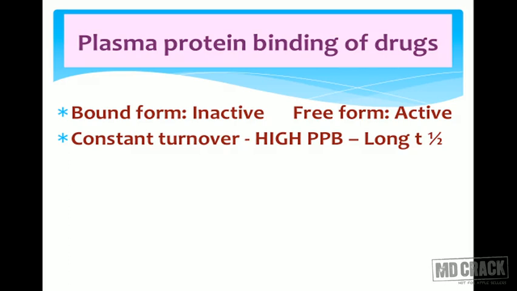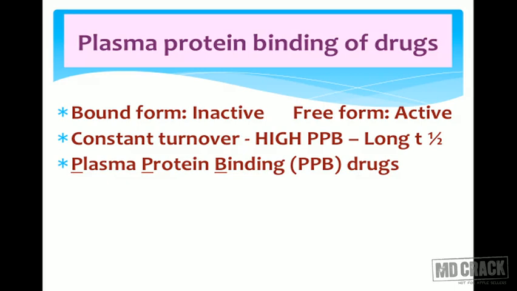As the free form gets utilized, more and more drug is released from the bound form. So it's a dynamic turnover. Naturally, the drug which has got high plasma protein binding activity is likely to have a longer half-life and longer duration of action. Plasma protein binding of drugs, PPB.